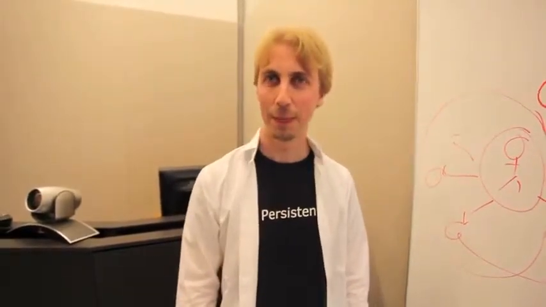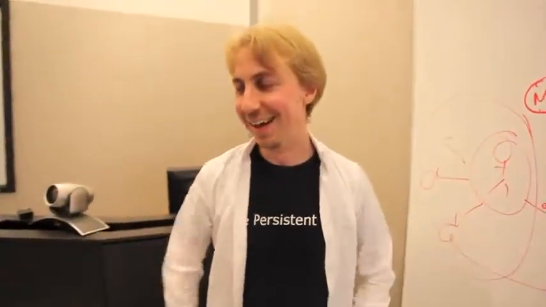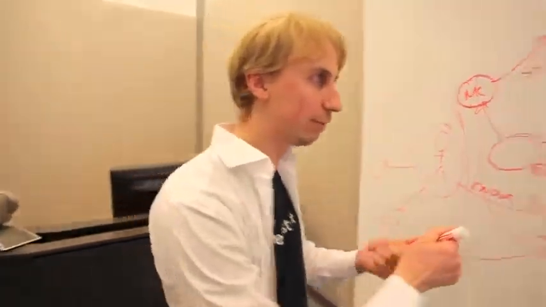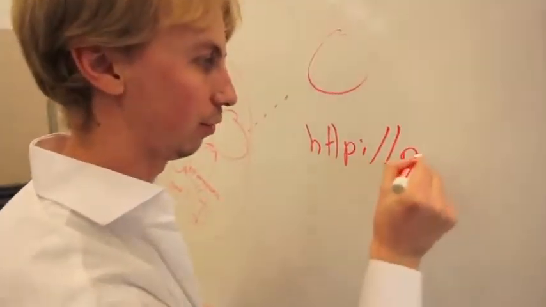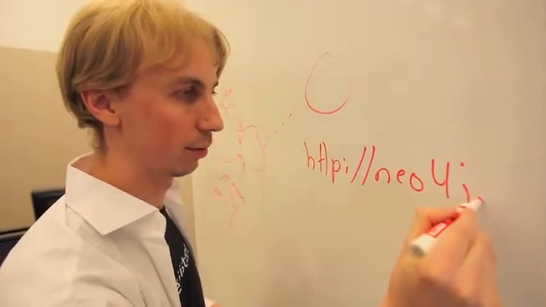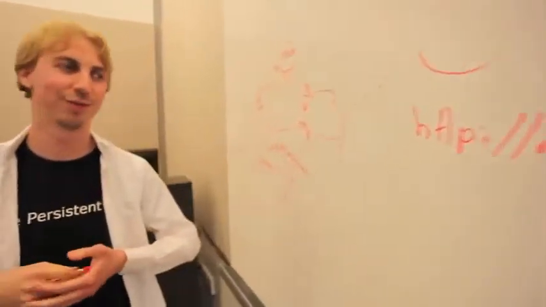Where do we learn more about you? And by the way, what does your shirt say? It of course says persistent. Be persistent. I mean, obviously. So neo4j.org is where you find out more. This is your one-stop destination for everything graphs. Yeah. Anything graphs.